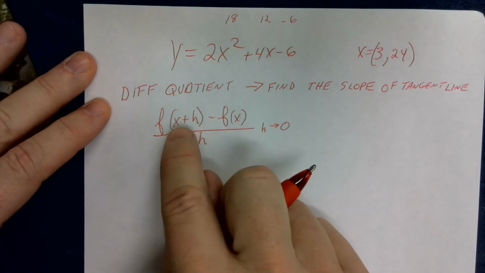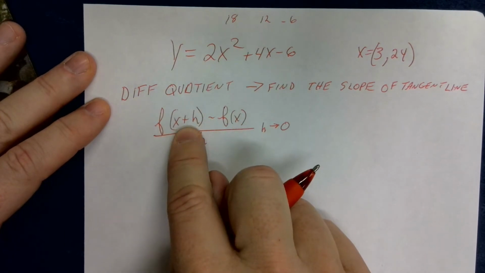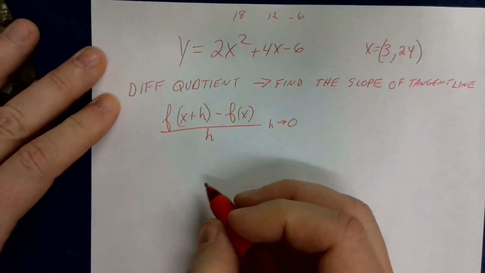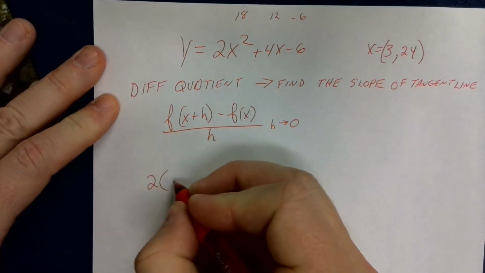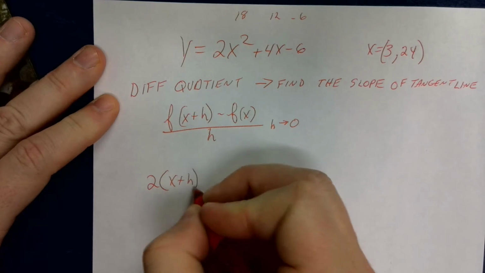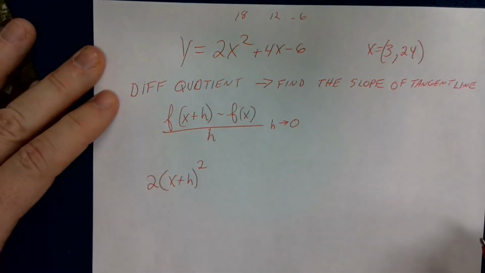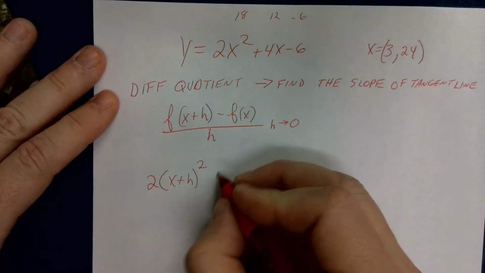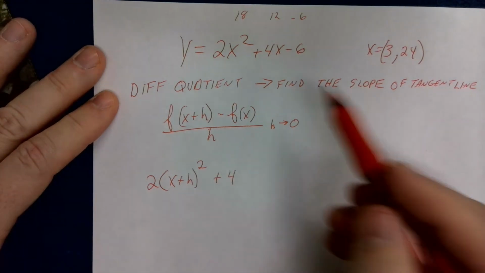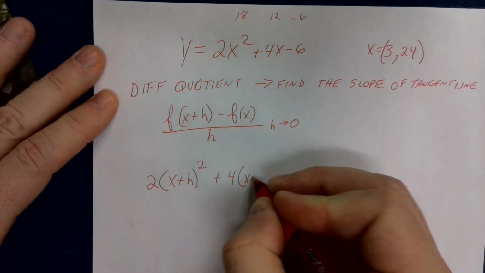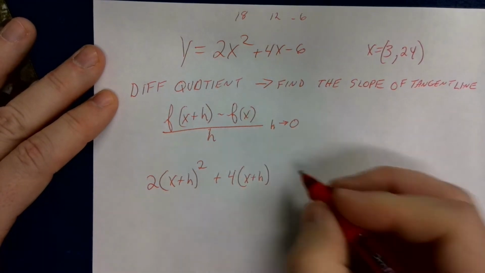So that means I'm going to take the function with an x plus h as an input. So my first thing, start all the way on the left side of your paper. It's going to be 2, and I'm going to shove x plus h in where x is in the equation. So I get 2 times x plus h squared plus 4. Is there another x right here? So I got to plug an x plus h in there. And then a minus 6.